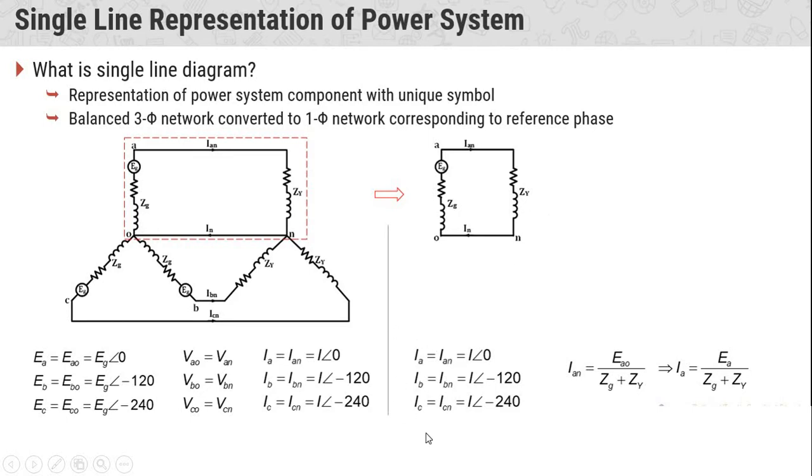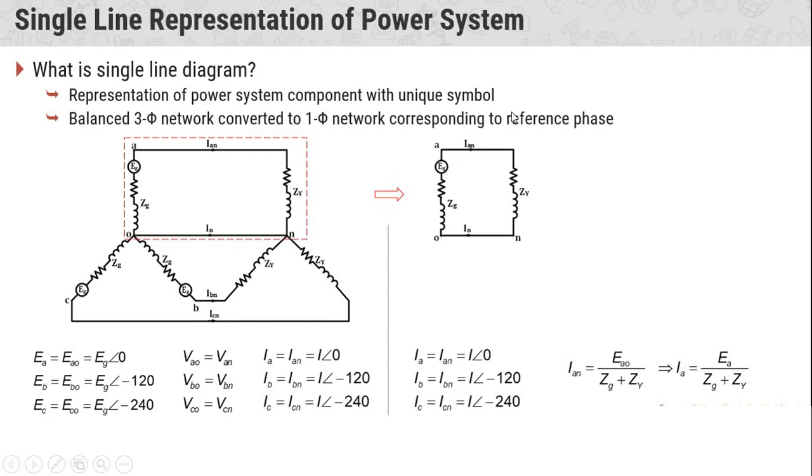The current equation for this single phase is also the same for the three-phase system, like IA is equal to IAN is equal to I angle 0. A is taken as the reference phase. So B lags behind this voltage by 120 degrees, so it can be written as I angle minus 120 degrees because of the anti-clockwise direction, so the minus notation. And IC is equal to ICN is equal to I angle minus 240 degrees.